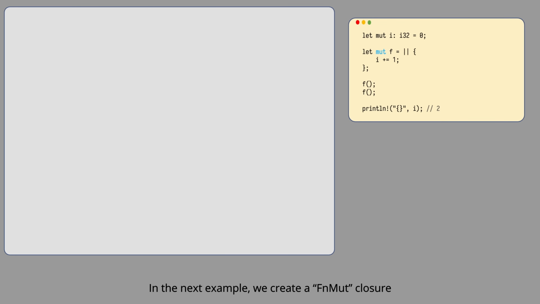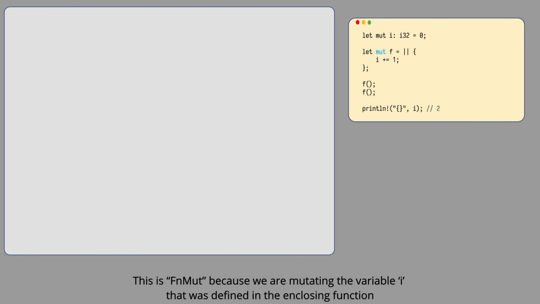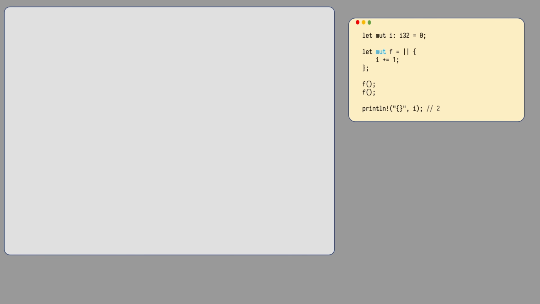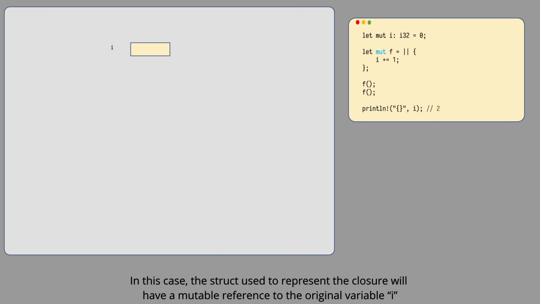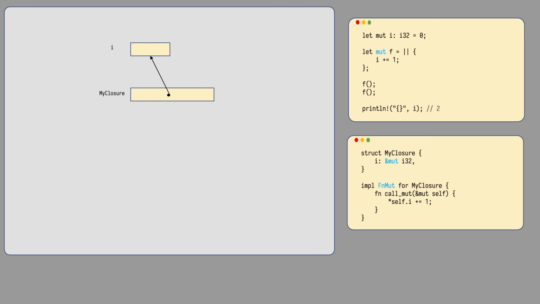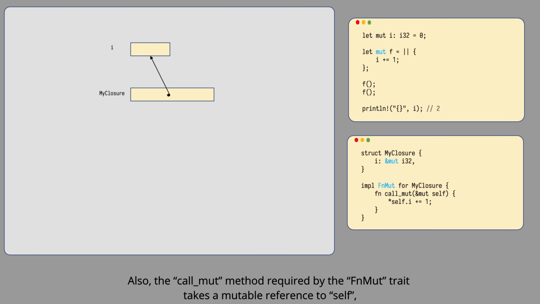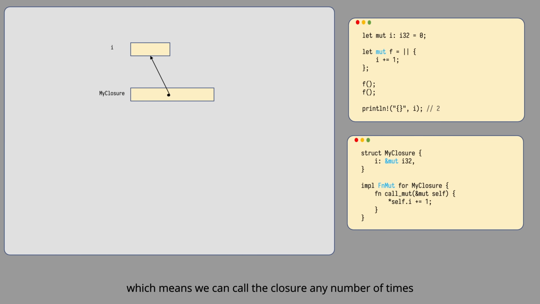In the next example, we create a FnMut closure. This is FnMut because we are mutating the variable i that was defined in the enclosing function. In this case, the struct used to represent the closure will have a mutable reference to the original variable i. Also, the call_mut method required by the FnMut trait takes a mutable reference to self, which means we can call the closure any number of times.